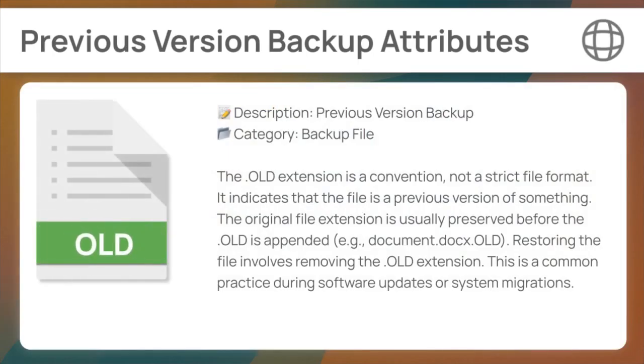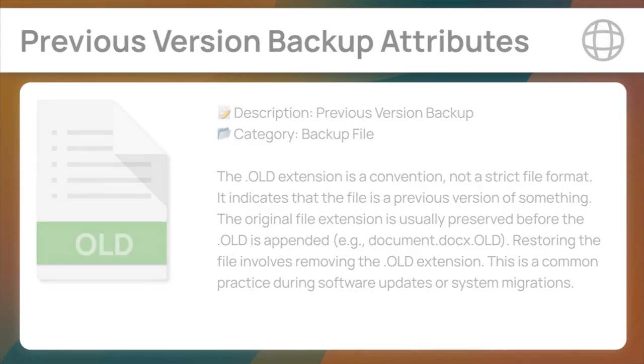It indicates that the file is a previous version of something. The original file extension is usually preserved before the OLD is appended, e.g. document.docx.OLD. Restoring the file involves removing the .OLD extension. This is a common practice during software updates or system migrations.